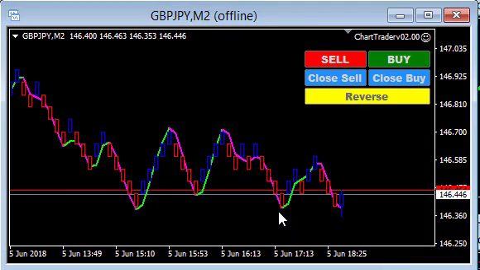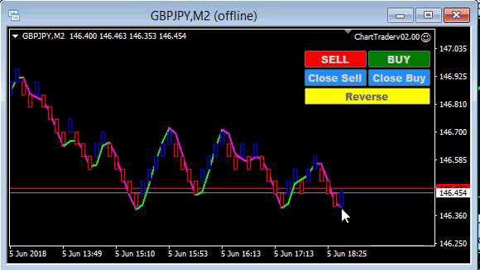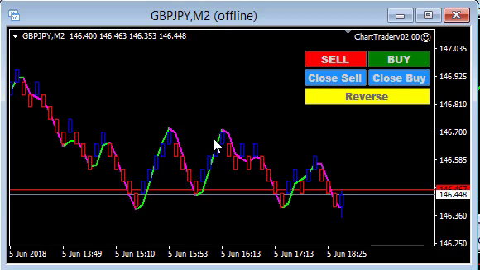So these are 5 pip Renko boxes. This is the Pad 100 trading system that's being displayed. By the way, we give that away as a free bonus if you pick up the Chart Trader.